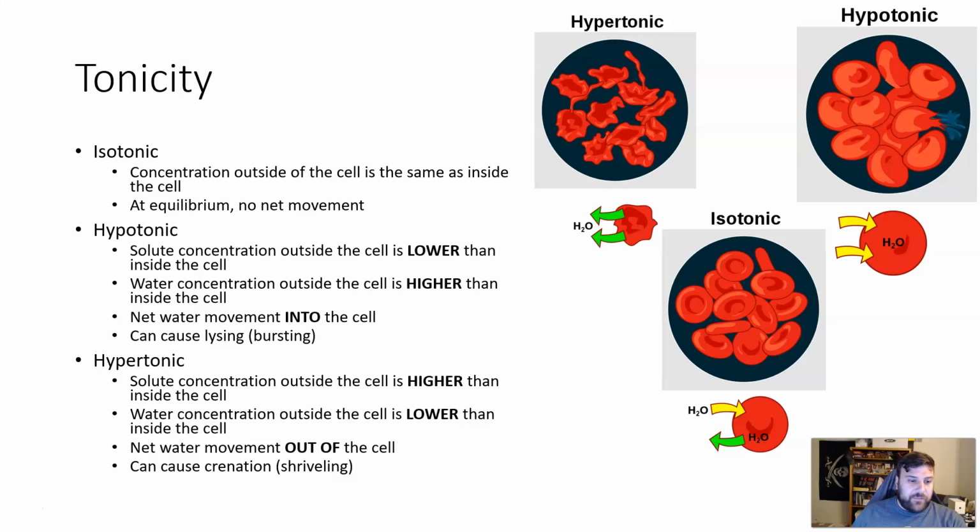In hypertonic solutions, the solute concentration outside of the cell is higher than it is inside of the cell. The water concentration outside is lower than inside the cell. So because the water concentration is lower outside compared to inside, there's going to be a net movement of water out of the cell, which, if we look, we can see appears to be more water flowing out. And this causes something that is called crenation, or shriveling of the cells.